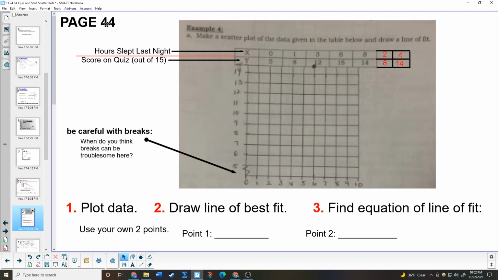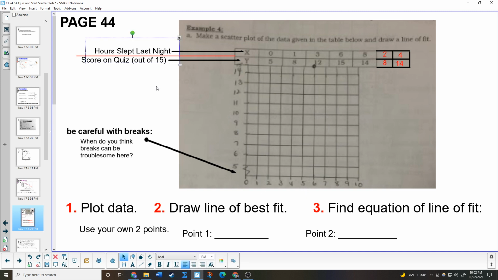On page 44, I do want you to make an adjustment to the page. There is no label to the X and Y, table or axes. I want you to add that because I think learning for the first time, it's better to have some context to the problem as opposed to just doing it with random numbers. So let's change the X. You can write on the X axis here: hours slept last night. So the hours slept last night will be our X, and then the score on the quiz out of 15 will be our Y-axis. Go ahead and write that into both your axes and on the table.